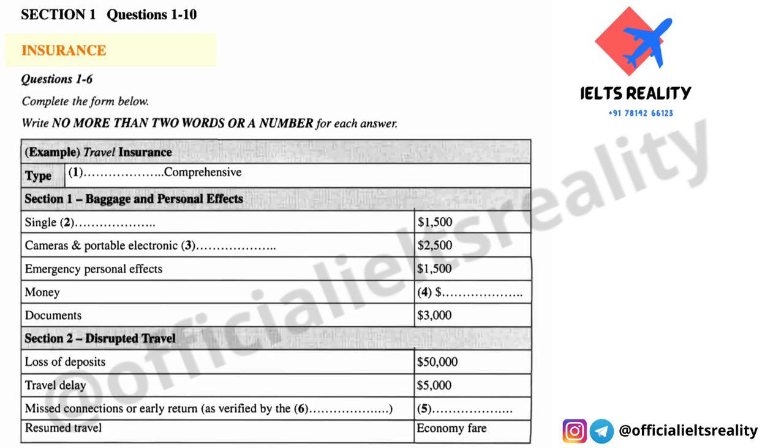The answer is travel. On this occasion only, the first part of the conversation is played twice. Before you listen again, you have 30 seconds to read questions 1 to 6.